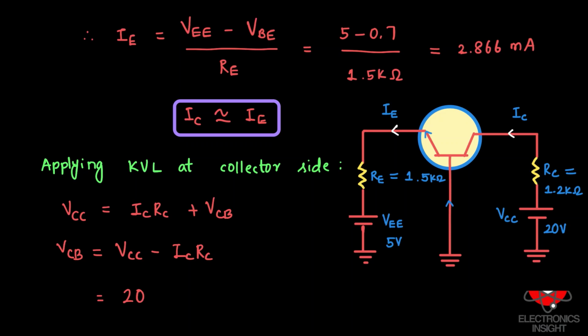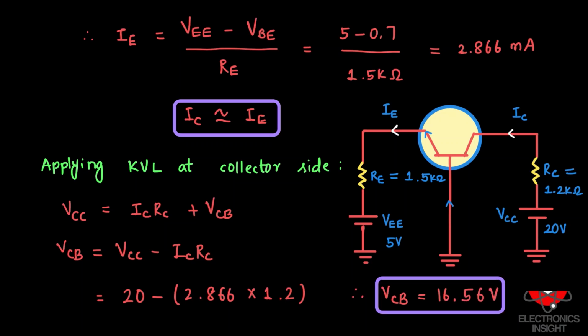Now we have all the values of VCC, IC and RC. VCC is 20 minus 2.866 milliamps into RC, which is 1.2 kilo ohms. So kilo ohms and milliamps get cancelled. Therefore we'll be having VCB as 20 minus 3.44, which will be 16.56 volts. So here we have found out what is IC and VCB as per the given question. This is the procedure to solve any common base connection in an NPN transistor.